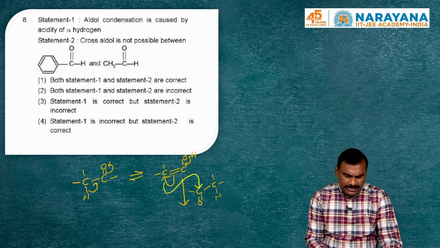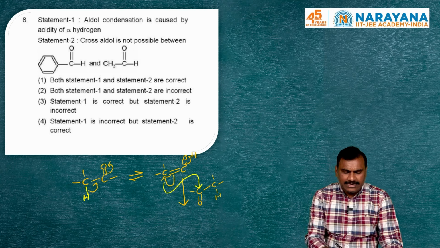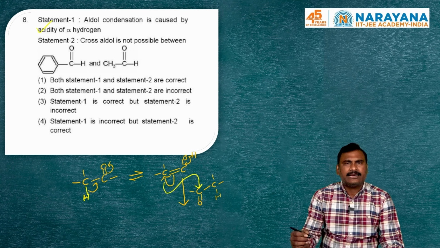The first step is the removal of the alpha hydrogen. That is, the alpha hydrogen to the carbonyl is more acidic. That is the reason why it readily participates in the reaction. So statement 1 is the correct one.